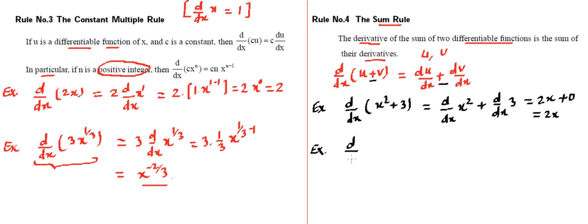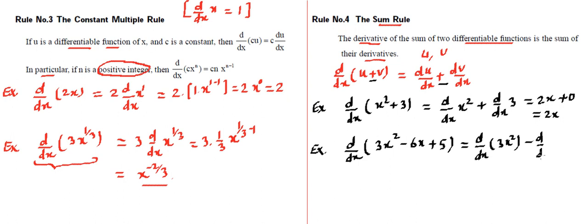So let's say d upon dx we need to find, and this is given as 3x square minus 6x plus 5. So here three terms are involved. Somewhere there's a plus and a minus as well. So we will be distributing it to all the terms. It will become d upon dx of the first function, which is 3x square, then minus d upon dx of 6x, and then finally plus d upon dx of 5.